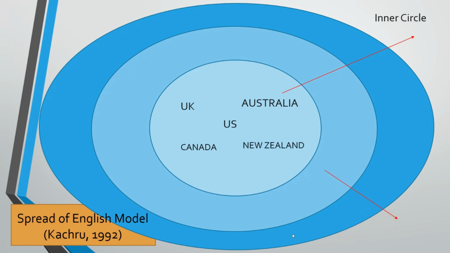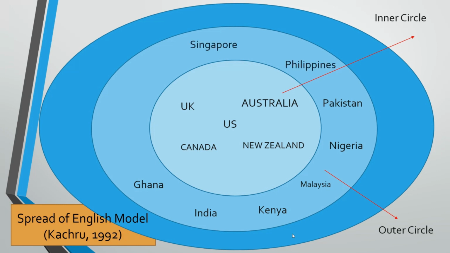The next circle is called the outer circle. This is inhabited by the colonized territories in which English is a second or non-native language and used in different functional domains such as government, education, law, and so on. These are Ghana, India, Kenya, Malaysia, Nigeria, Pakistan, Philippines, Singapore, Sri Lanka, Tanzania, and Zambia.